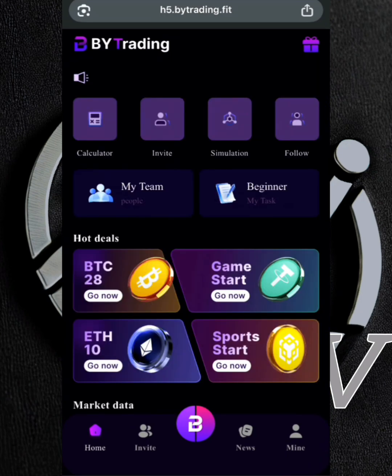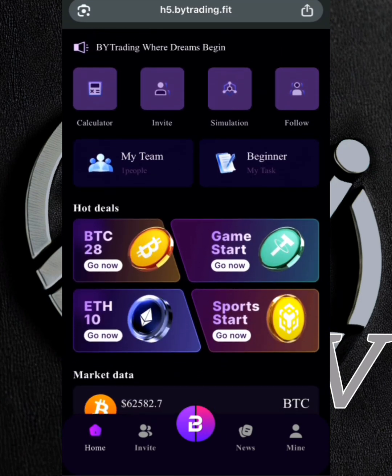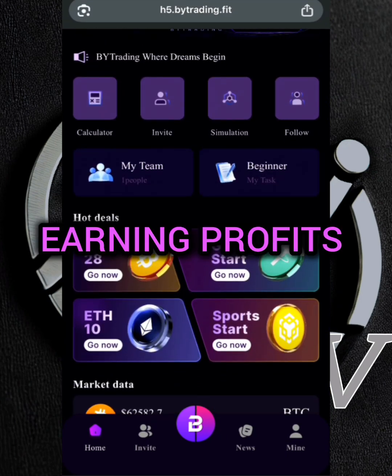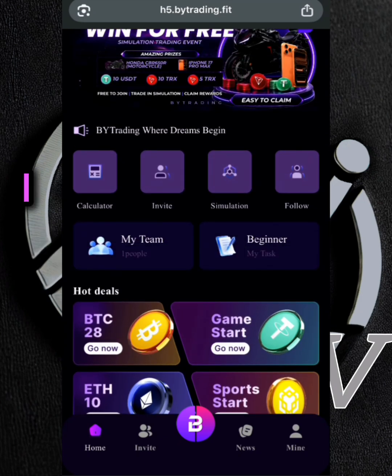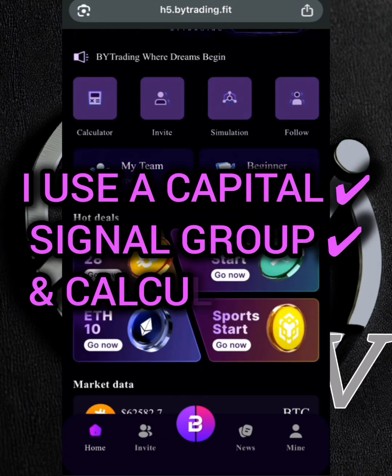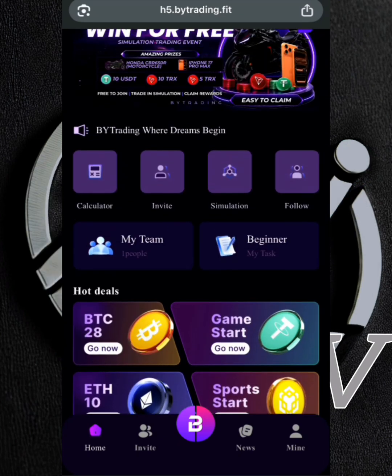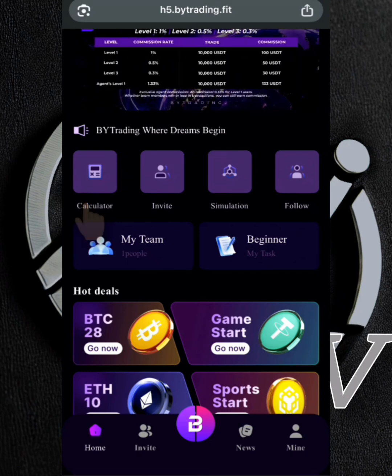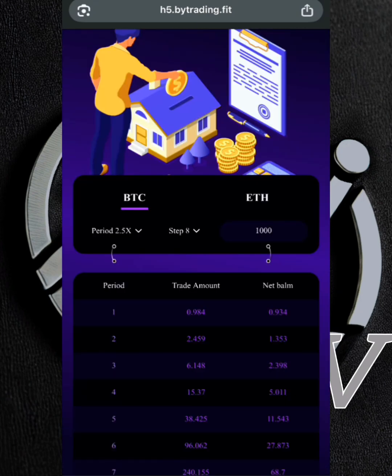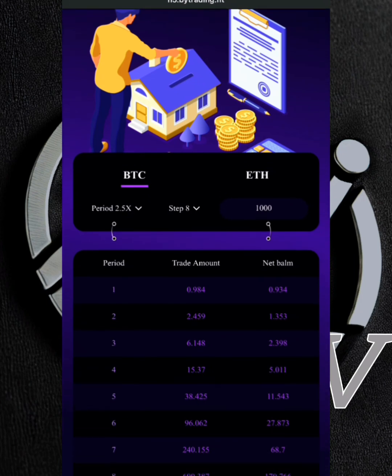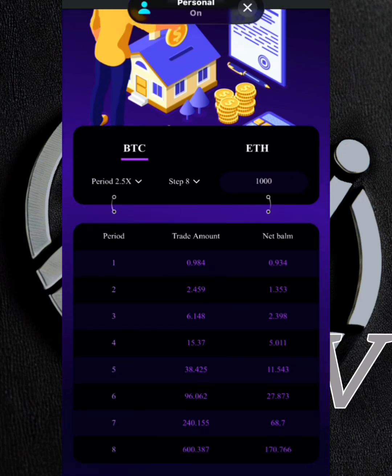So guys, once you've funded your account, let's talk about earning. Like I said earlier, for the strategy I use on this platform, you need a calculator, a signal group, and capital. Now, this is the calculator right here. It helps you to manage your funds and helps you to avoid losses whenever you are trading on the platform. And one good thing about the calculator is that if you use it, you are always eligible for compensation if there is a need to.